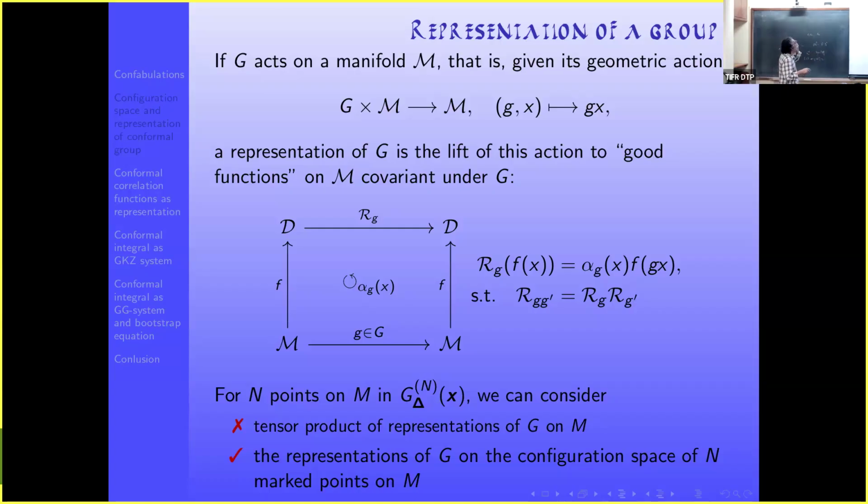Now, as we said, the correlation functions are representations of the conformal group. That's what we started with. Now I can look at n points here on the manifold M, and for these correlation functions there are two ways to go about it. One is to take tensor products of the single-particle irreducible representations of G on M, or you go over to representations of G directly on the configuration space of n marked points on it. And I'm going to take the second route.